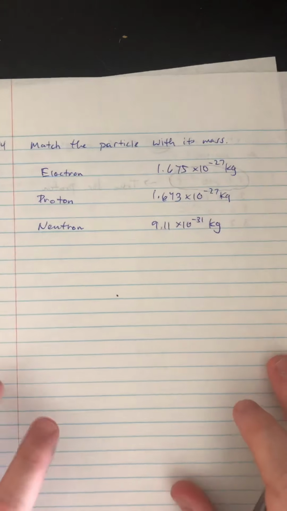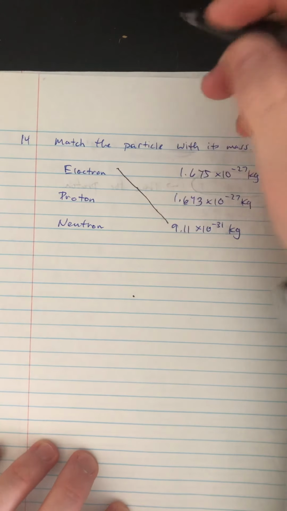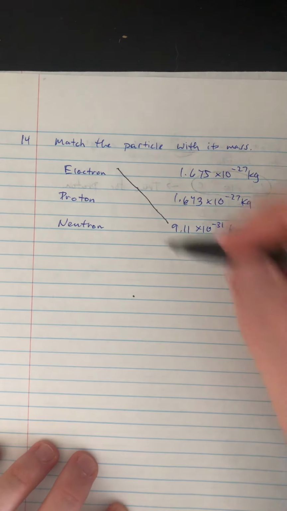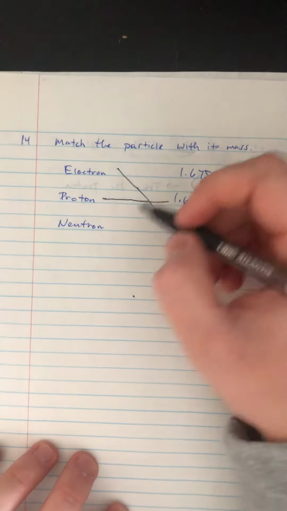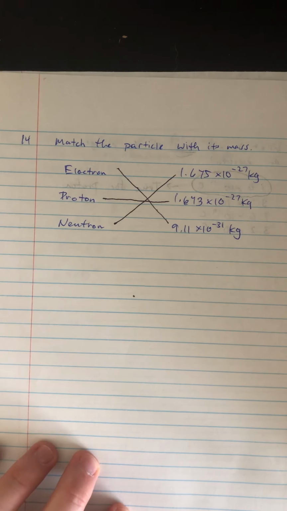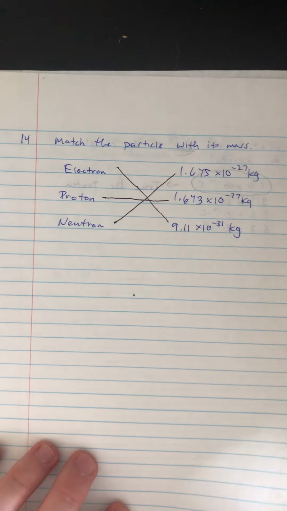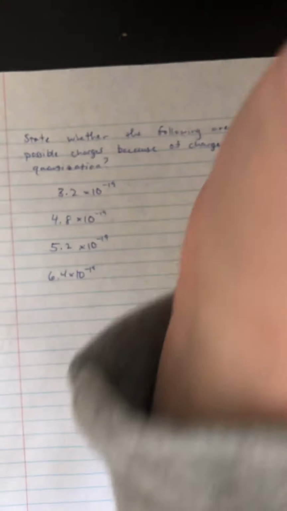Match the particle with its mass. Electrons, 9.11 times 10 to the negative 31st. Protons, 1.673 times 10 to the negative 27th. And neutrons are the biggest, 1.675 times 10 to the negative 27th. All right, again, something you just have to memorize, the size of the electron, proton, and neutron.